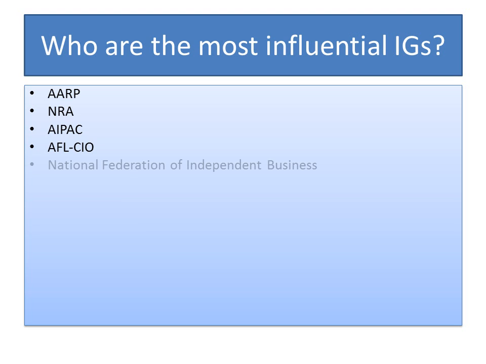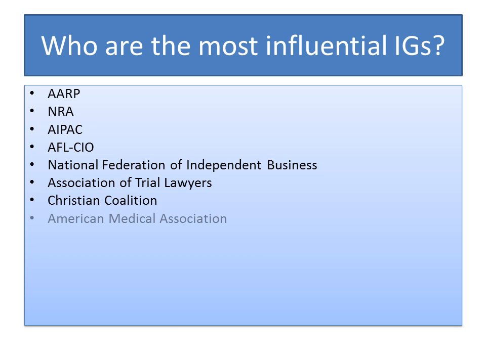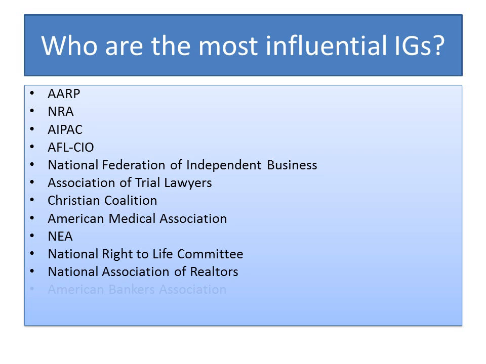AFL-CIO is big labor. Then we have a few others, you can see trial lawyers, the Christian right, doctors, which is the AMA. The NEA is teachers. So here are some of the big influential interest groups.